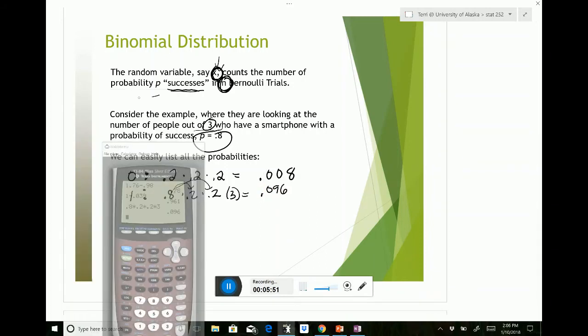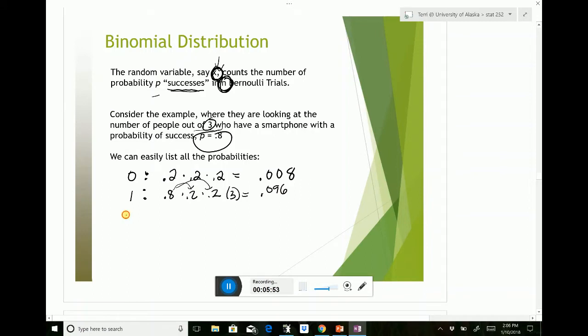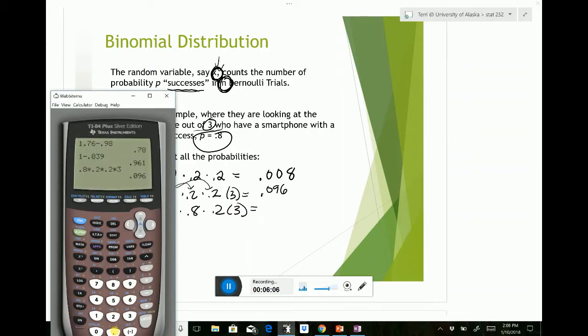Okay. So then, 2 people with smartphones, 0.8 times 0.8 times 0.2. And again, this 0.2 can be first, second, or third, so there's 3 ways to do that one. So let's see what that one is. 0.8 times 0.8 times 0.2 times 3 is 0.384.